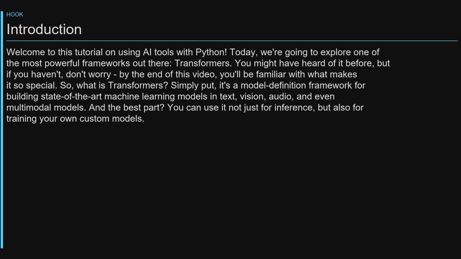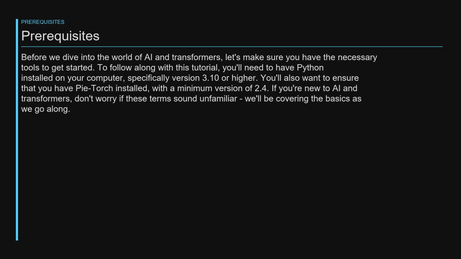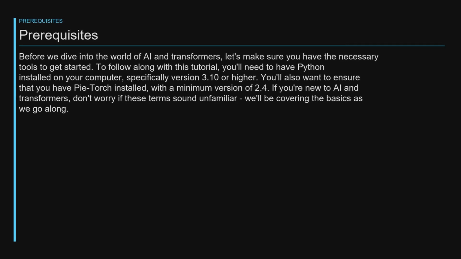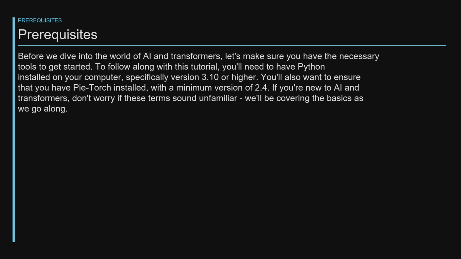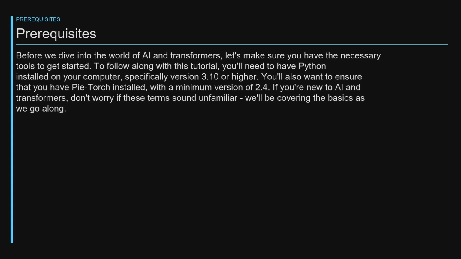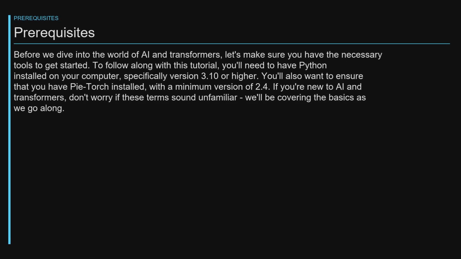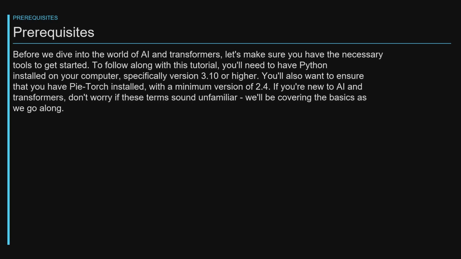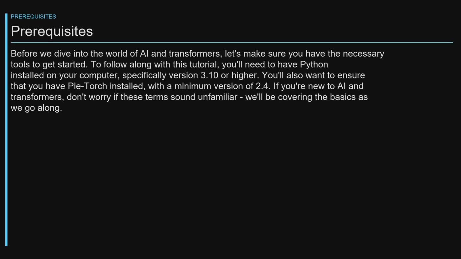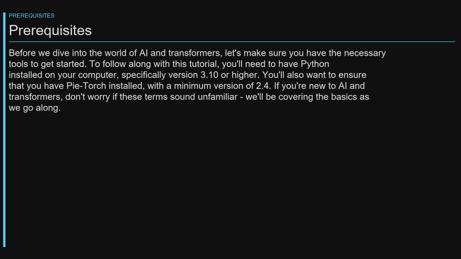Before we dive into the world of AI and transformers, let's make sure you have the necessary tools to get started. To follow along with this tutorial, you'll need to have Python installed on your computer, specifically version 3.10 or higher. You'll also want to ensure that you have PyTorch installed, with a minimum version of 2.4. If you're new to AI and transformers, don't worry if these terms sound unfamiliar. We'll be covering the basics as we go along.